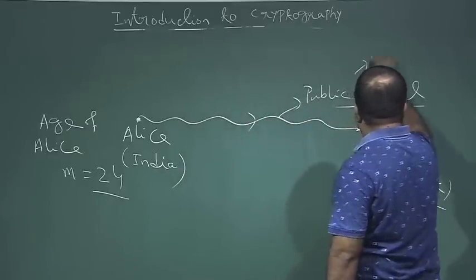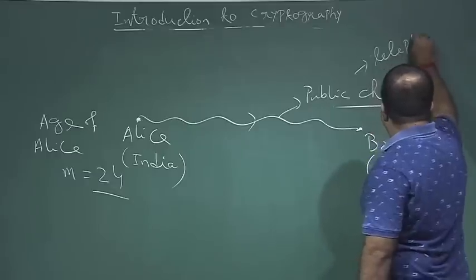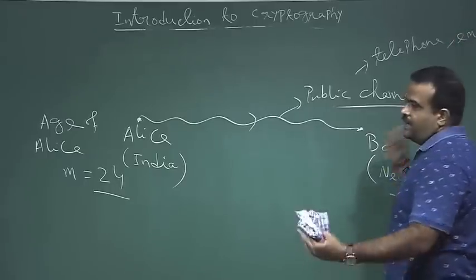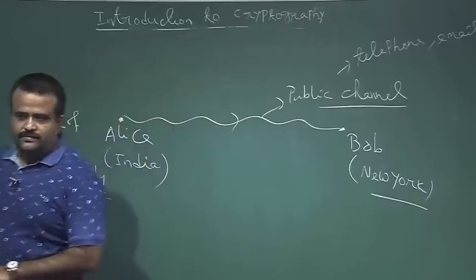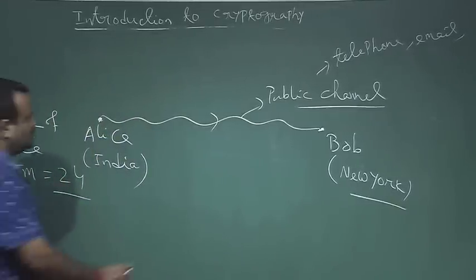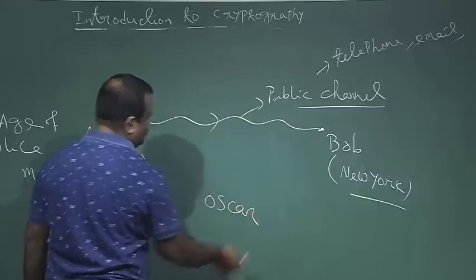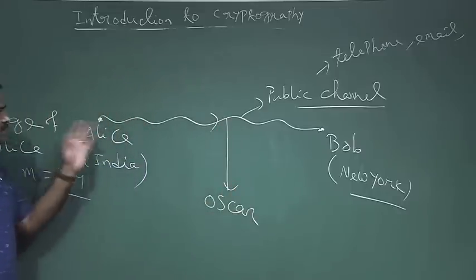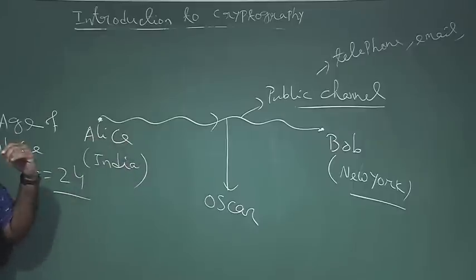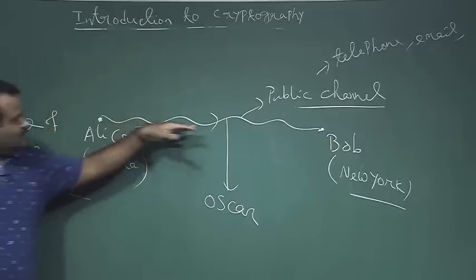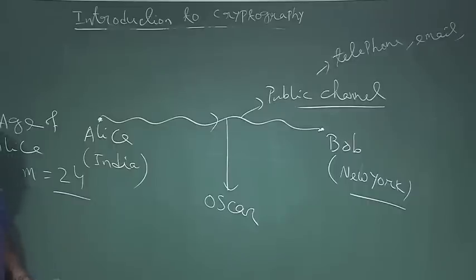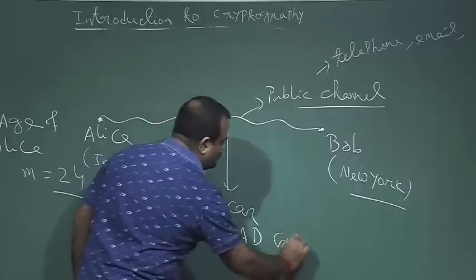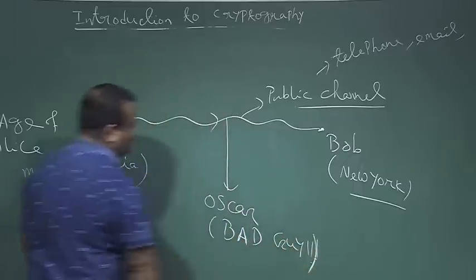Public means it could be telephone or email, WhatsApp, Facebook, anything, any internet option. These are all public channels, which can be captured by a third party named Oscar. Oscar has full access to this channel. Oscar can hear or see whatever communication is going on over this public channel. Oscar is typically referred to as the bad guy. So Oscar is hearing everything.